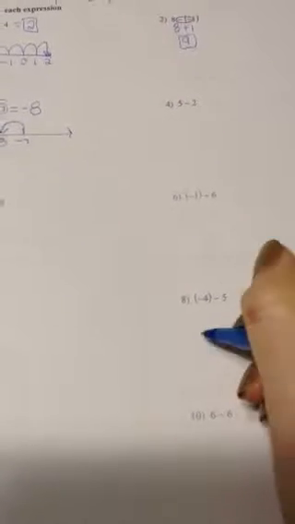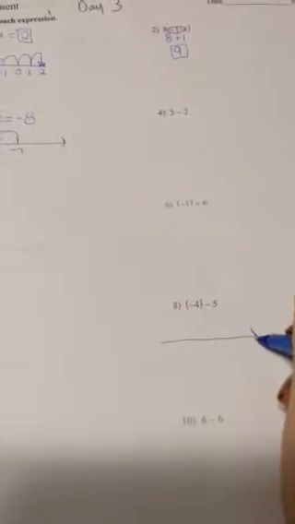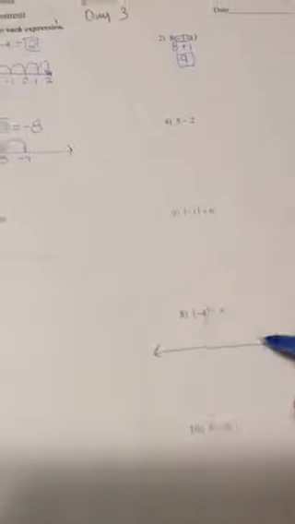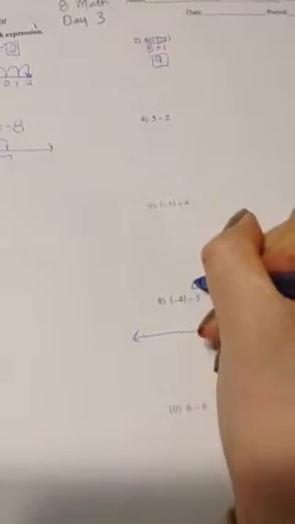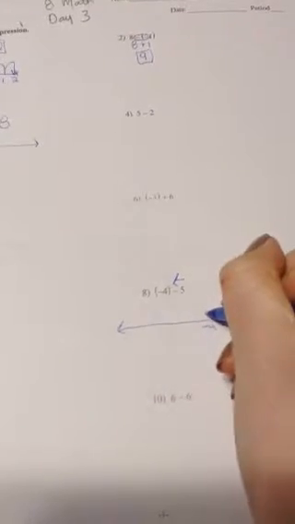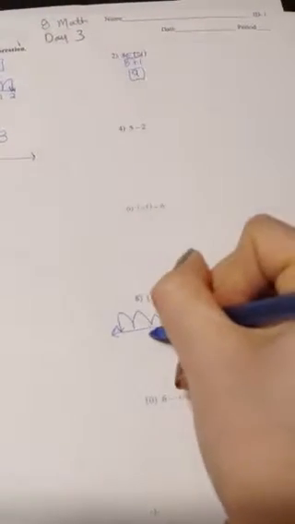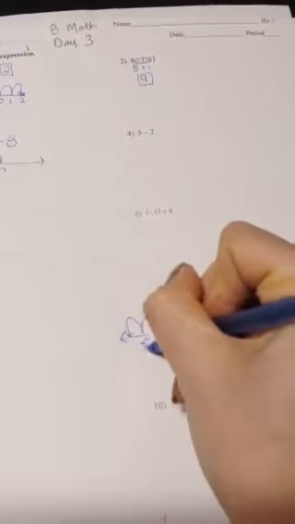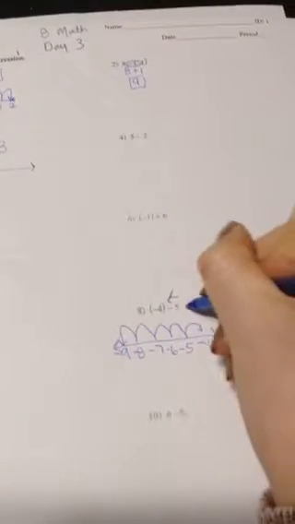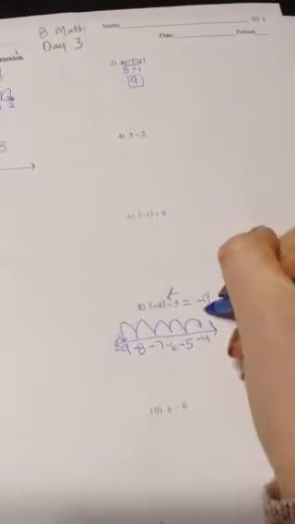One more example for subtracting. Looking at number 8. Oh, I'm starting at -4. I'm subtracting 5. That means I'm getting more negative. I'm going to the left. 1, 2, 3, 4, 5. Let's see where I land. This would be -5, -6, -7, -8, -9. -4 minus 5 is -9.